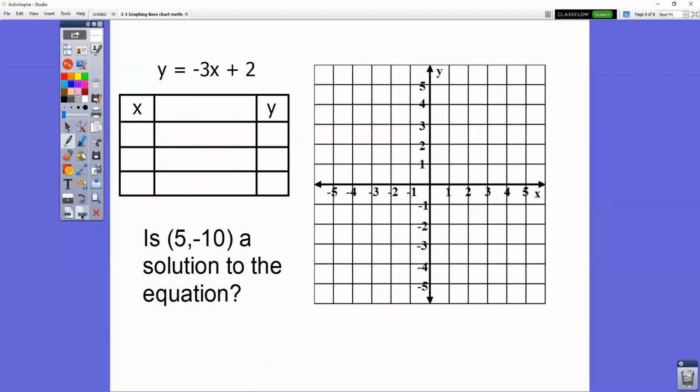So let's take a look at one that has a negative number. Again, we're going to choose 0, 1, and 2, and we're going to take those numbers and sub them in for x. So instead of -3 times x, I have -3 times 0. Instead of -3 times x, I have -3 times 1. And instead of -3 times x, I have -3 times 2. Don't forget your plus 2's at the end of our equation.